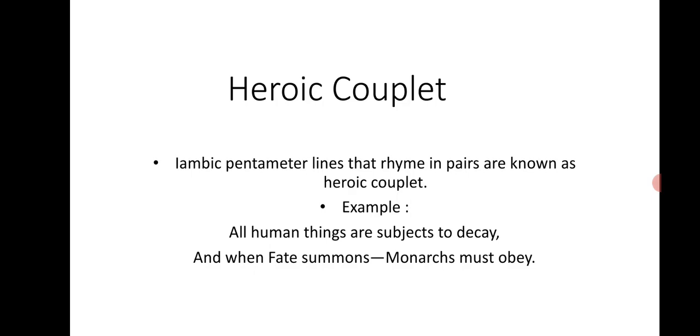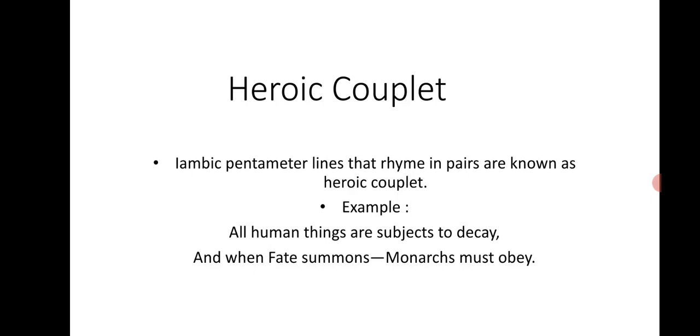In the first line, "all" and "hu", these two syllables make the first foot. Then "man" and "things" make the second foot. Then "are" and "sub" make the third foot. "Ject" and "to" make the fourth foot. "De" and "cay" make the fifth and last foot. So this is written in pentameter.